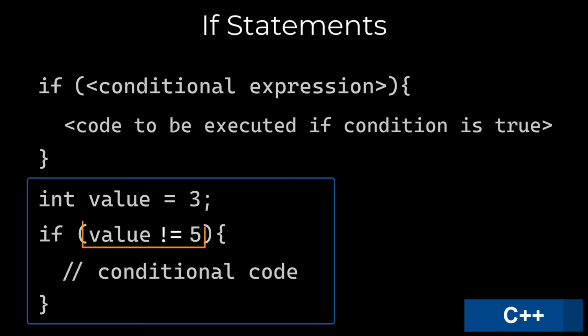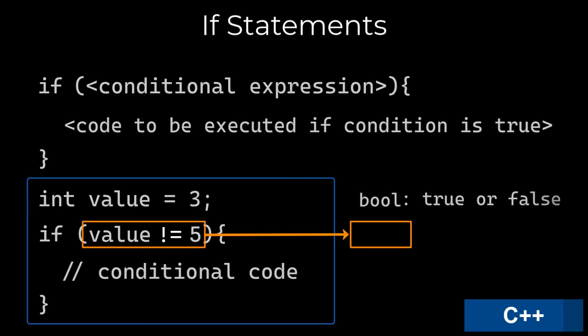When the comparison expression is evaluated, it actually produces a new value, a bool. A bool is a simple data type that is either true or false. In the last example, the expression value does not equal 5 evaluates as true, and when the if sees a true, it executes the conditional code.